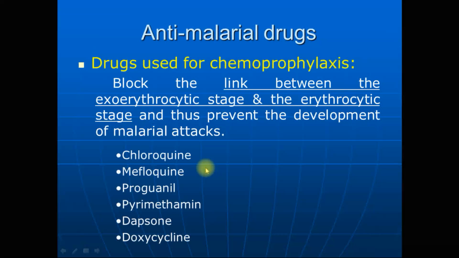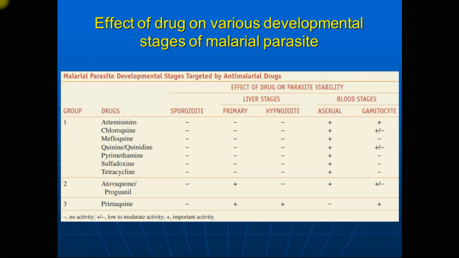So how will you be able to remember such examples which are mentioned repeatedly in multiple categories? For that purpose I have shown here a chart. This chart will help you in understanding the life cycle of the malarial parasite as well as their pharmacology, and based on this you will also be able to derive therapeutic uses of these drugs. This chart shows the effect of drugs on various developmental stages of the malarial parasite, and this will help you in understanding all of these details.